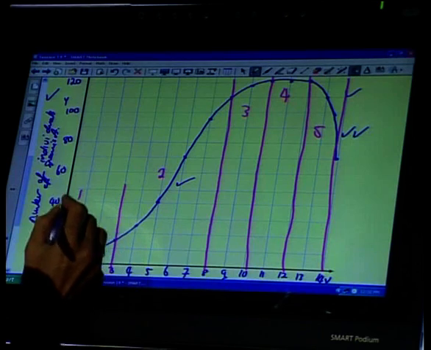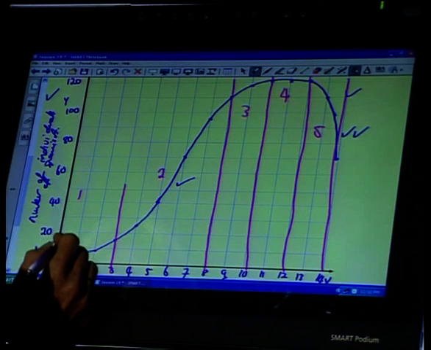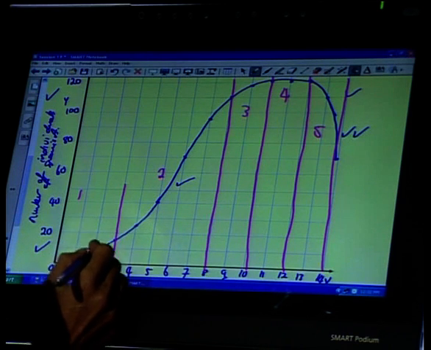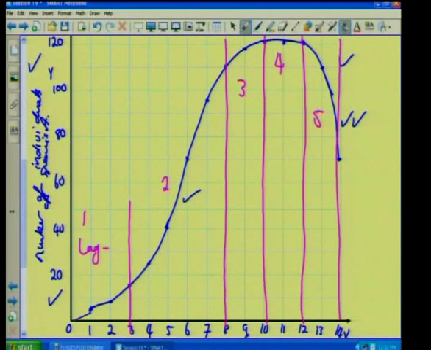So what do we have? They want you to explain it. Well, during week 1, at least 1 to 3, I would say definitely 1 to 3 here, you have a lag phase. And what happens during the lag phase? It's acclimatization. So this is when the species is acclimatizing, very slow growth. In fact, it's a complete lag phase.